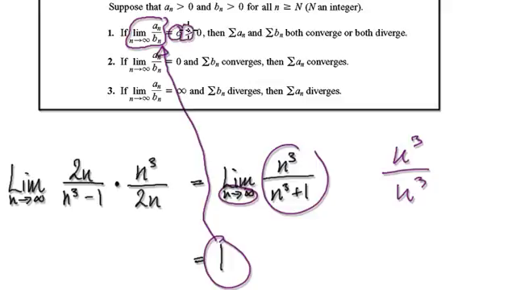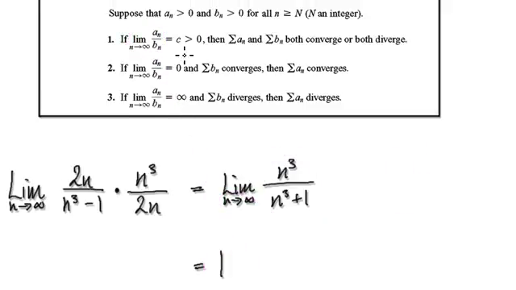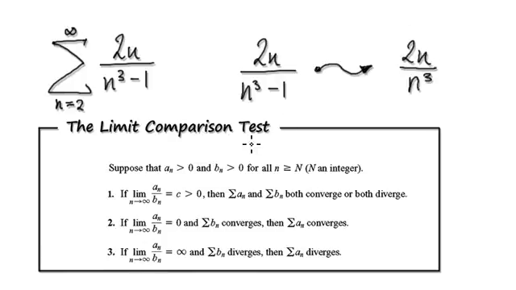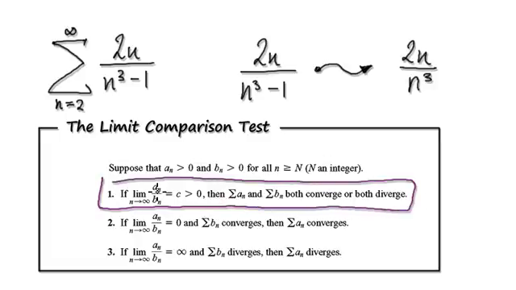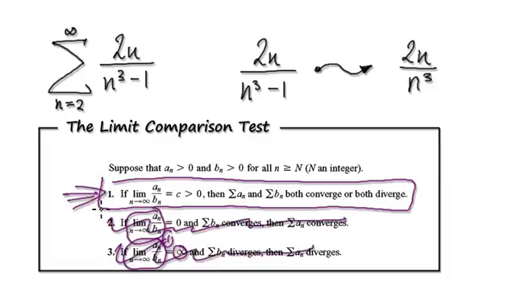Well, 1 here is bigger than 0, so we should be looking at this scenario here. The limit equals 1, so it does not equal 0, and we can forget about that case. It equals 1, and 1 is not infinity, so we can forget about that case too. So we should be looking at this scenario.